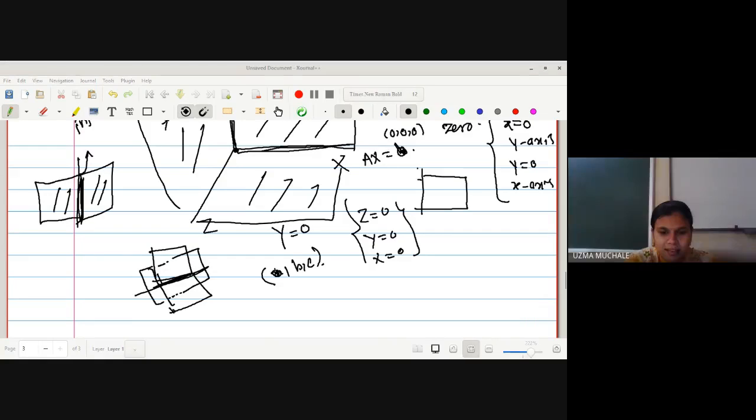Yes, ma'am. What will be the solution if I intersect a plane in between these two? Okay, if it is somewhat confusing, assume that we are intersecting a plane here.